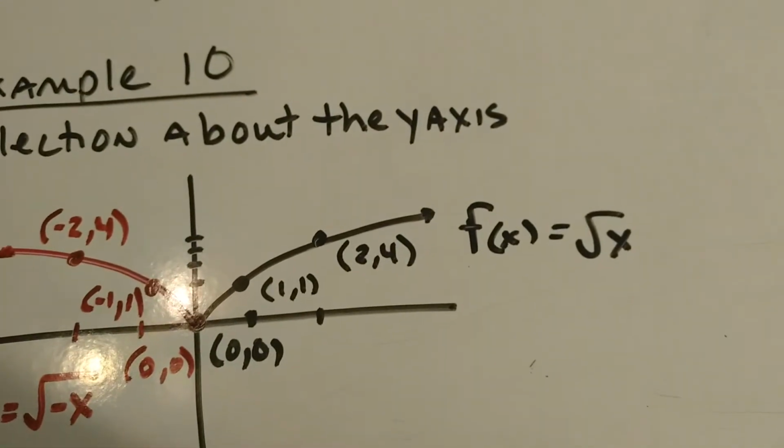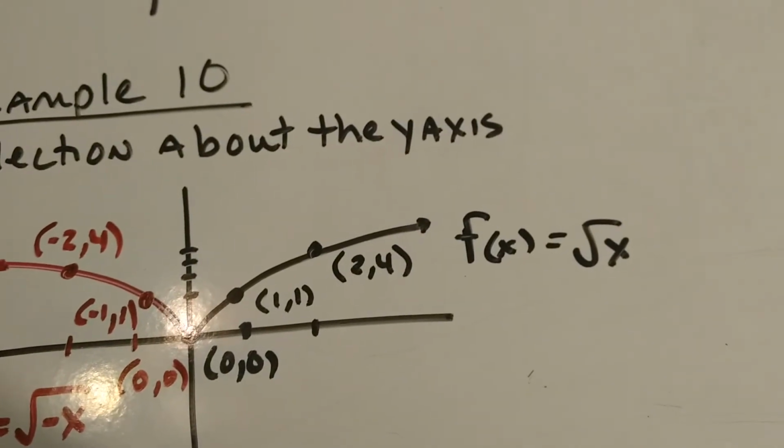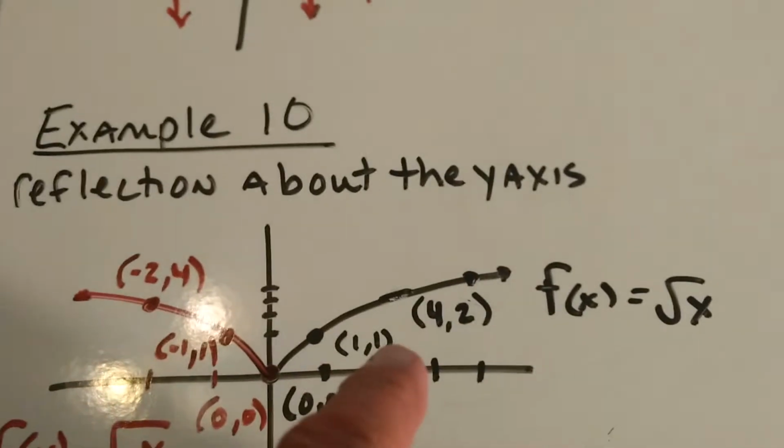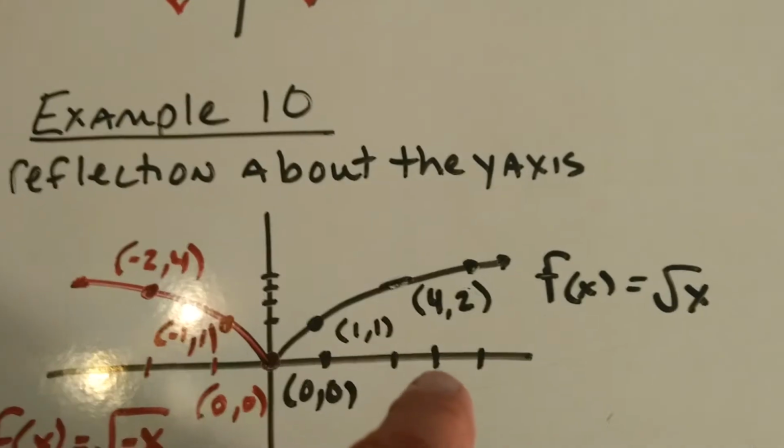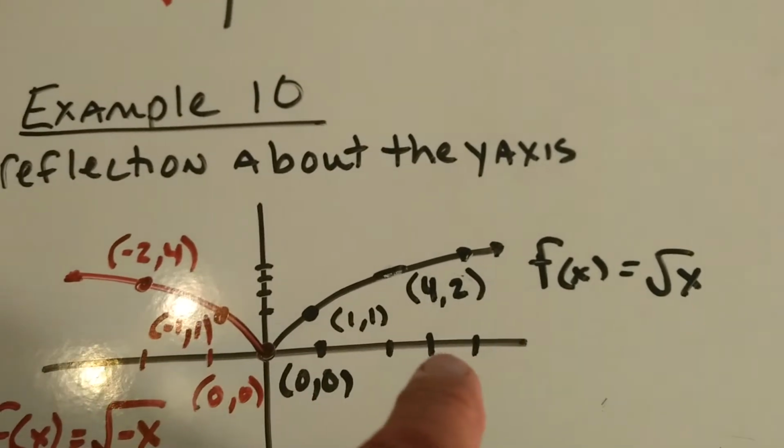Oops. Shoot, I got that wrong. I'm sorry, I mismarked that point as (2, 4), not (4, 2), because the square root of 4 is 2.